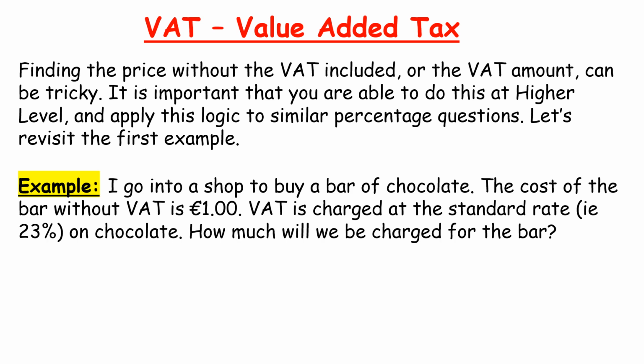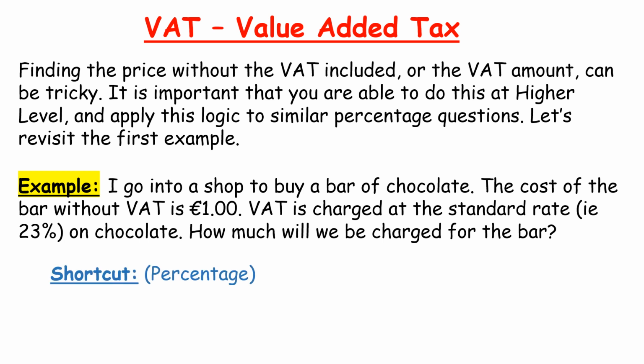So if I go to the shop and buy a bar of chocolate, the cost of the bar without VAT is €1. VAT is charged at the standard rate, i.e. 23% on the chocolate. How much will I be charged for the bar? And you might be like, we just did this. Yes, we did. But I'm going to show you how I would suggest that students approach this, which is, again, more of a shortcut, but it's a shortcut that lends itself very nicely to working backwards with the shortcut as well.